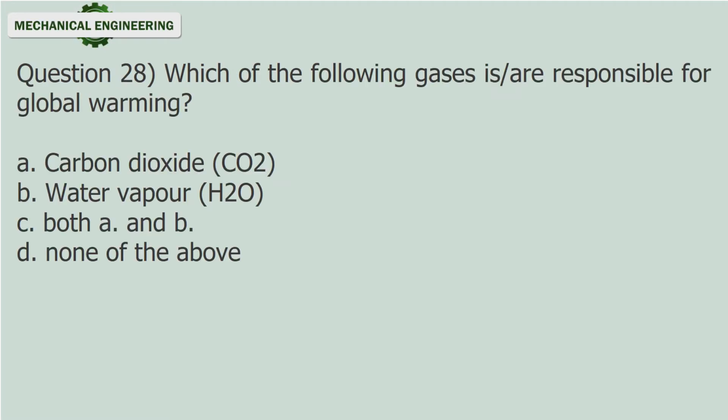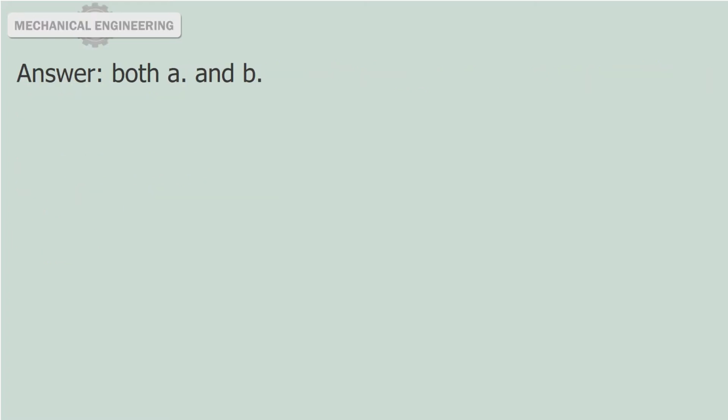Question 28. Which of the following gases are responsible for global warming? A. Carbon dioxide, CO2. B. Water vapor, H2O. C. Both A and B. D. None of the above. Answer: both A and B.